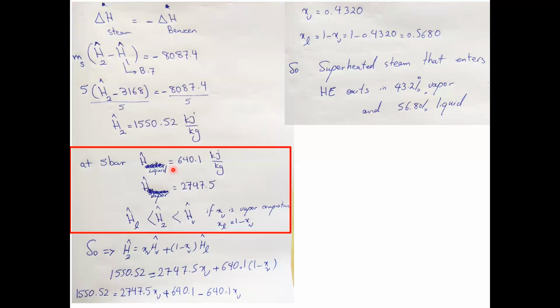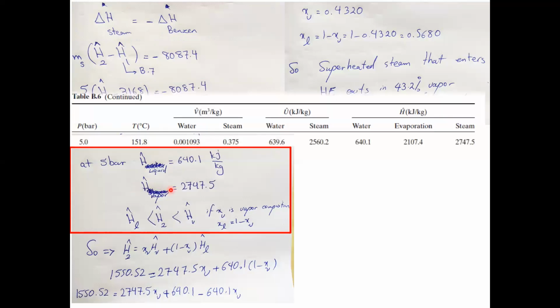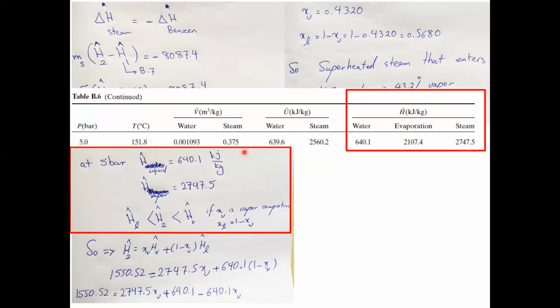Now we want to guess what is the state or phase of the exit steam. So I already found in the table, if you go to table B6 at 5 bar, because the exit liquid or material from the heat exchanger is at 5 bars, you can read the specific enthalpy of water and steam. This amount that we find is between these two. So it is a wet steam. It is a combination of water and steam.